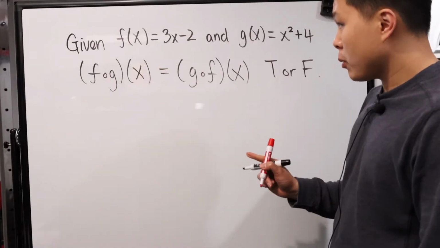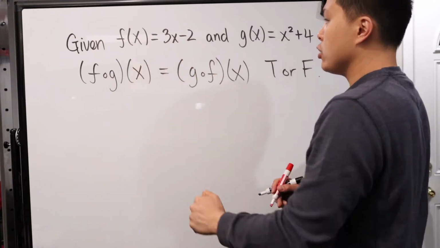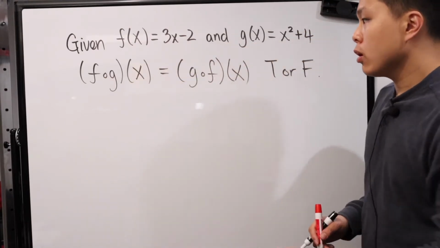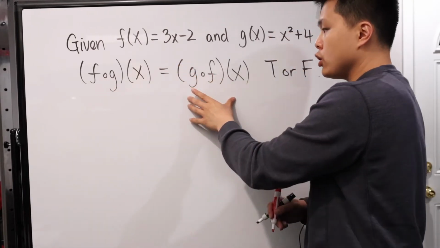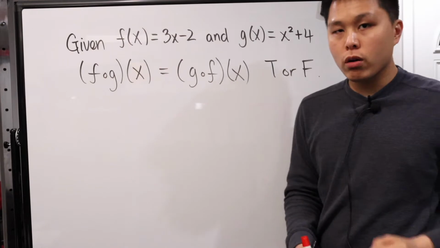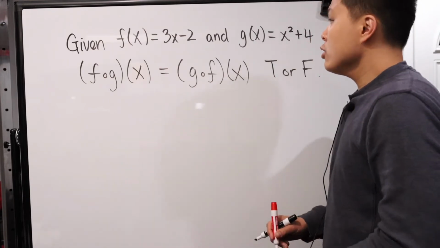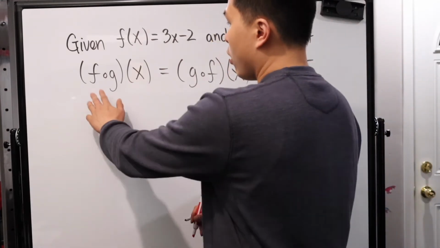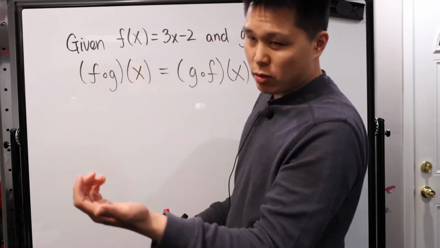All right, so for our next problem, we have this one. Given f of x equals 3x minus 2 and g of x equals x squared plus 4, is it true or false that f of g of x equals g of f of x? So go ahead. Got it? Cool. So this one is just testing your understanding of, I guess you could say, compound functions, right? I think that's the appropriate word.